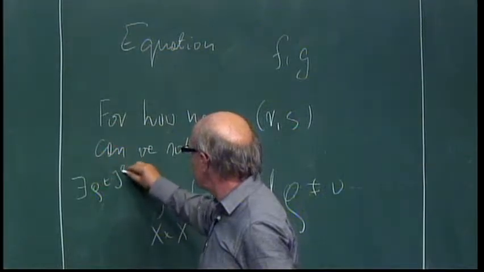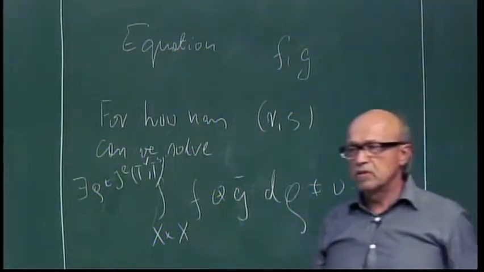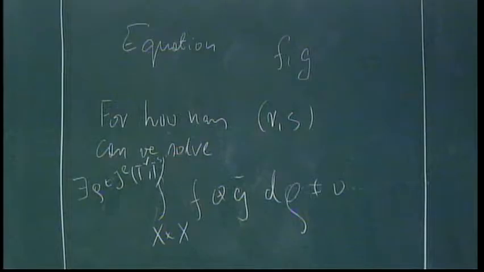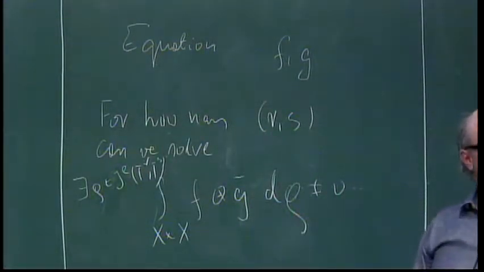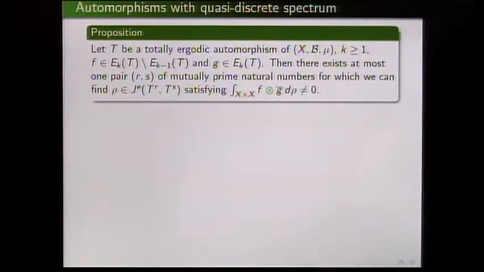Somebody is giving us two functions, f and g. And what we are going to look at is for how many r and s, there are some assumptions on r and s, these are coprime numbers, can we solve the equation that the integral is different from zero. I should have written here: there exists rho which is an ergodic joining between T^r and T^s. So this is a certain equation to be solved. The proposition says that there is only one solution.